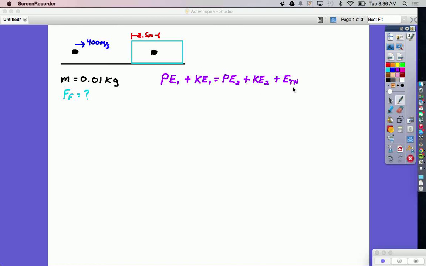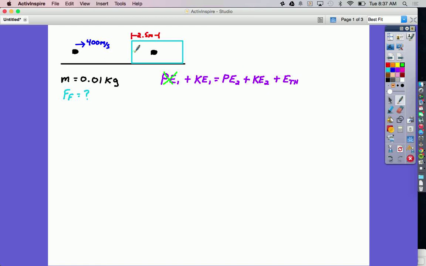And now we can start canceling out anything that doesn't belong. So initially, does the bullet have potential energy due to gravity or a spring? You could say that it's above the ground, but when the bullet gets into the block, it's not going any lower. So we're going to say no gravitational potential energy. We can cross that off. Does it have kinetic energy? Absolutely, because it is moving 400 meters per second.